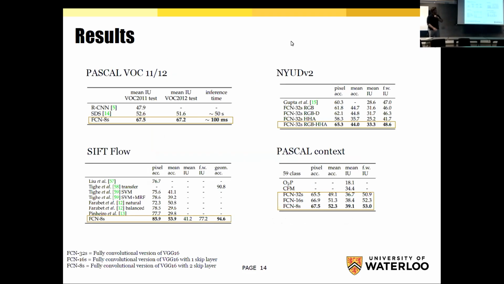Now some results tested on some of the popular data sets. You can see improvements all across the board. They were focusing a lot on the Pascal one, so they made pretty significant improvements over FCN at the time, the next best network for this task.